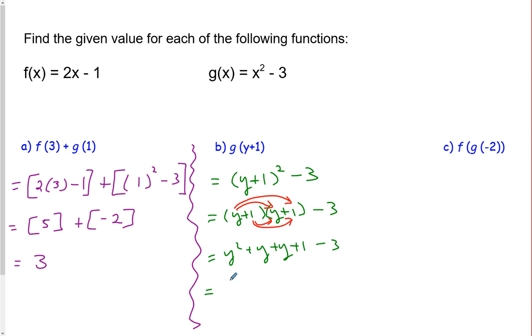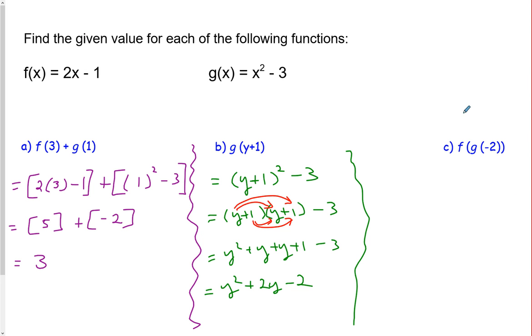Minus 3. So collect our like terms. Y squared plus y plus y is 2y. And we've got plus 1 and minus 3. That's going to leave us with minus 2. So that's the expression we end up with when we substitute y plus 1 in for my function g. Okay, my last one, this one's a little tricky.